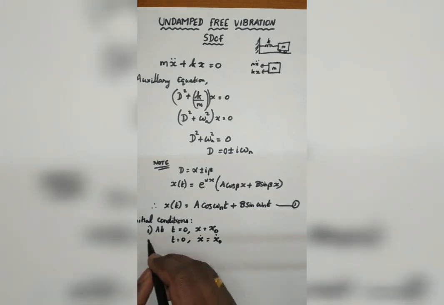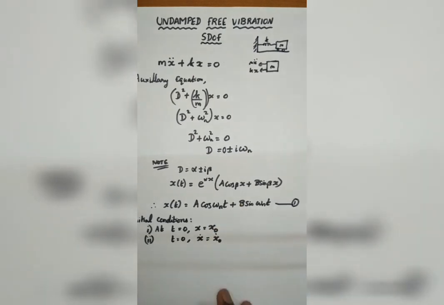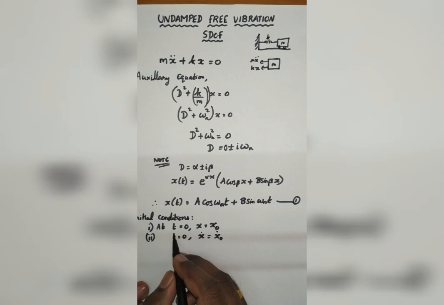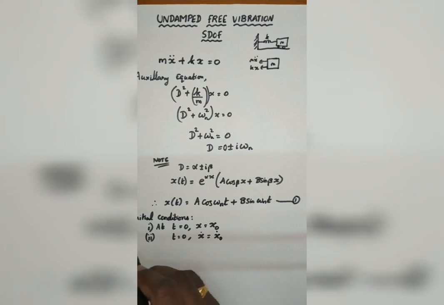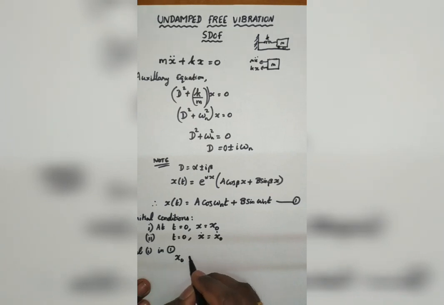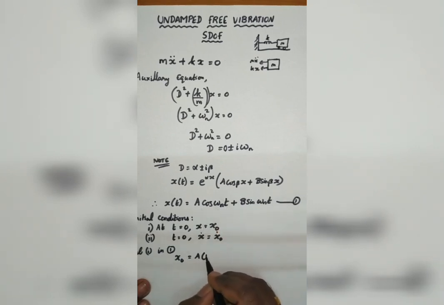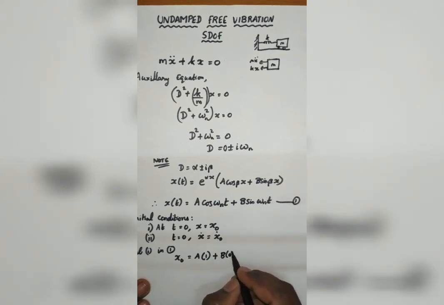Now I'm going to substitute these two initial conditions in this equation, find A and B, and then substitute them back. First I substitute the first condition in equation 1. So what will I get? x naught equals A cos 0, and cos 0 is 1, plus B sin 0, and sin 0 is 0. So I get A is equal to x naught.